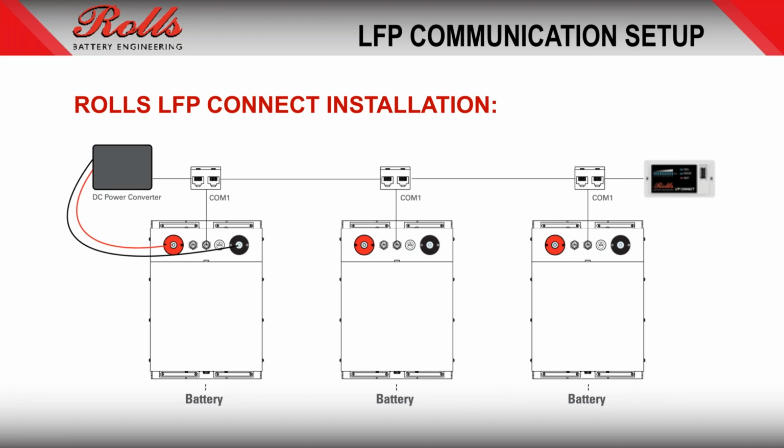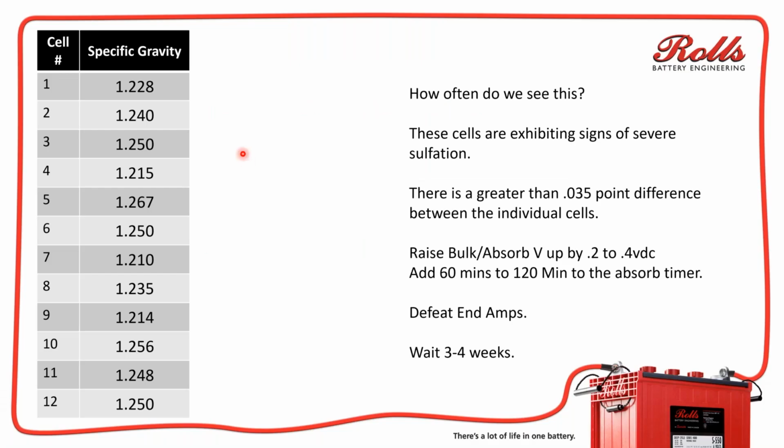And you've got to look at the specific gravities, or the overall health of the battery bank. Without looking at the specific gravities, you're pretty much blind. Most battery reports often look like this. Basically, you get specific gravities like 1.228, 1.240, 1.250, 1.215, 1.267, and likewise, specific gravities that are kind of all over the place.